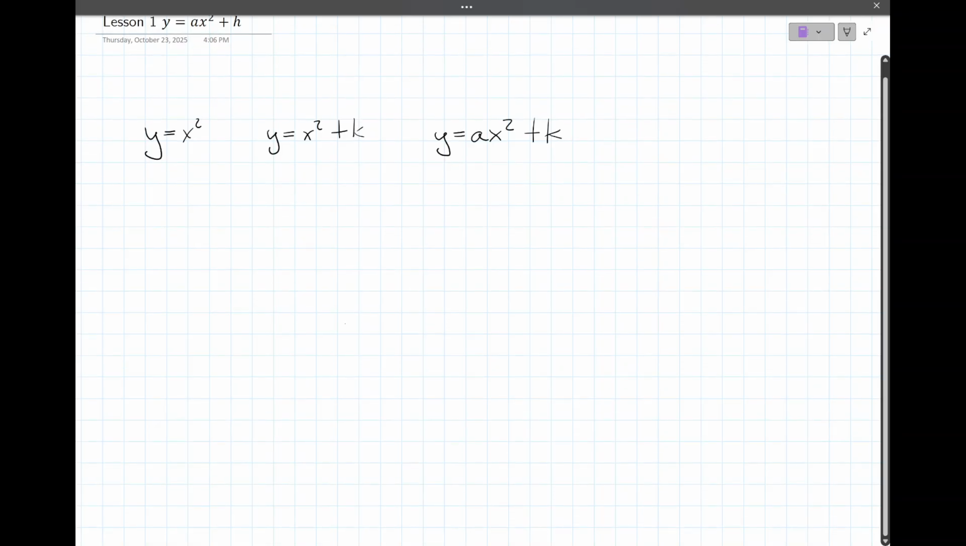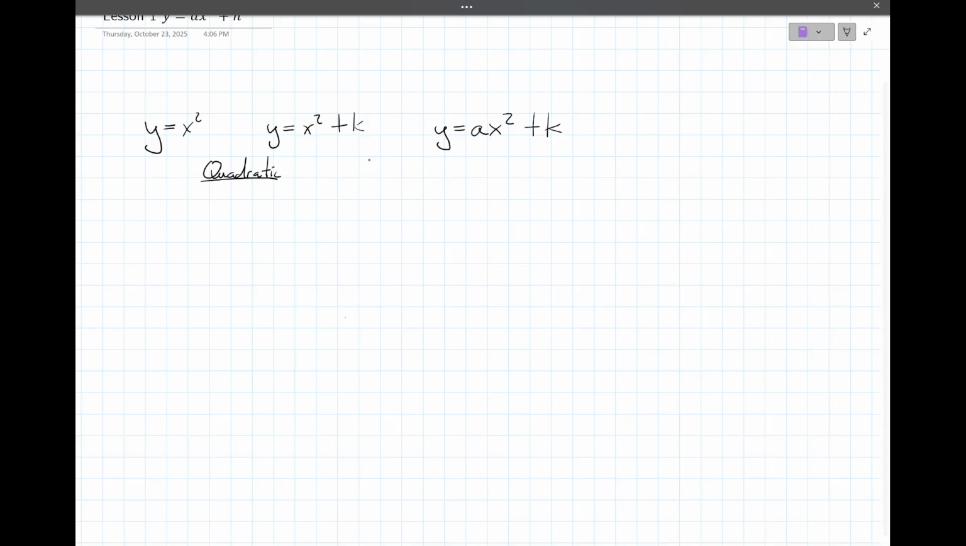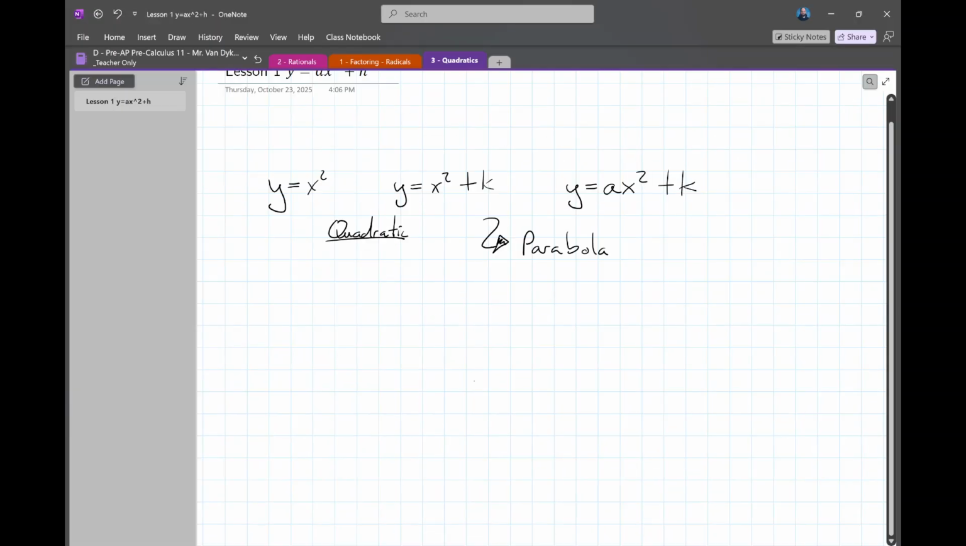And these are all quadratic functions, right? They're quadratic because that's coming from the x squared. And these functions create a shape on a graph called a parabola. And we're going to see what a parabola looks like. So they create a shape called a parabola.